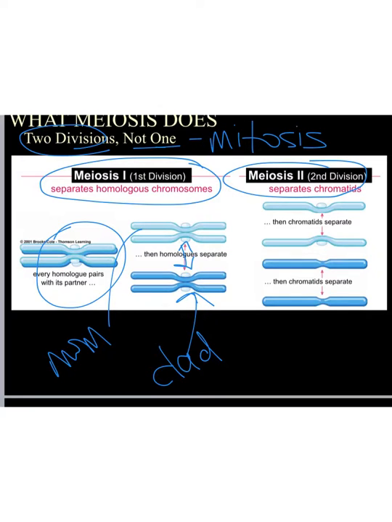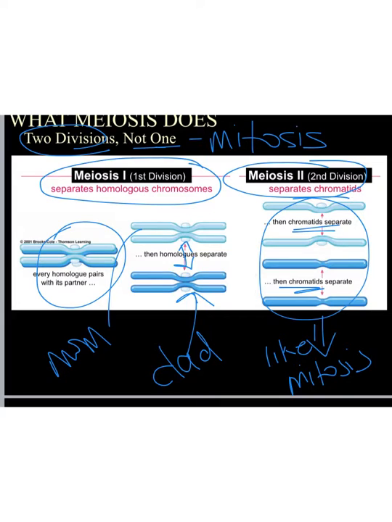The second division in meiosis separates the sister chromatids. When we go through this division, you are going to see that it looks a lot like mitosis. Just in mitosis, we did the exact same thing. We separated sister chromatids, and that's exactly what's going to happen in meiosis 2. So the process of meiosis 2 looks a lot like mitosis.